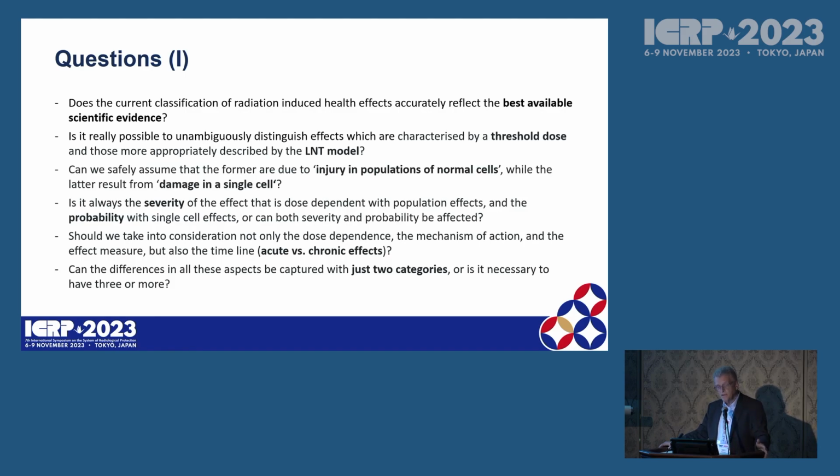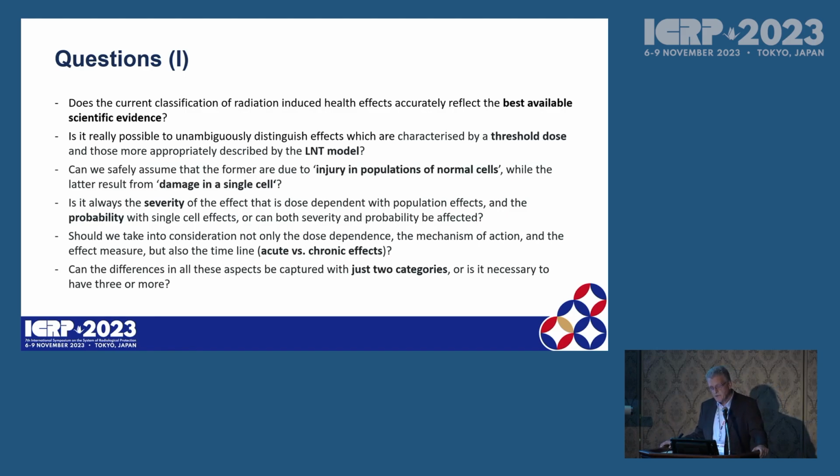And is it always the severity of the effect that is dose-dependent with population effects and the probability with single-cell effects? Or can both severity and probability be affected? In publication 118, in a few places, the Commission speaks about incidence and severity. So is that the same as probability or maybe not? So we have to be clear about these terms and decide what we are looking at.